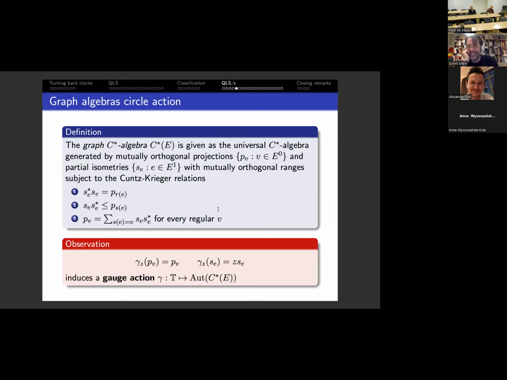So it turns out that whenever you have this canonical gauge action on a graph algebra, then the fixed point algebra, the elements that are fixed by this action, turns out to be itself a graph C-star algebra, and it's also an AF algebra. If you know anything about graph C-star algebras, you will know that the graphs that have no cycles are exactly the ones that define AF algebras. And you can describe this fixed point algebra in a very nice way by taking an infinite number of copies of the graph.